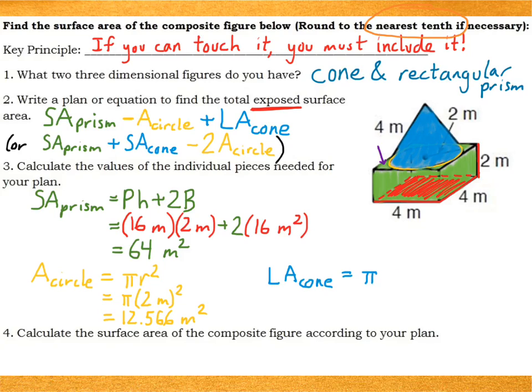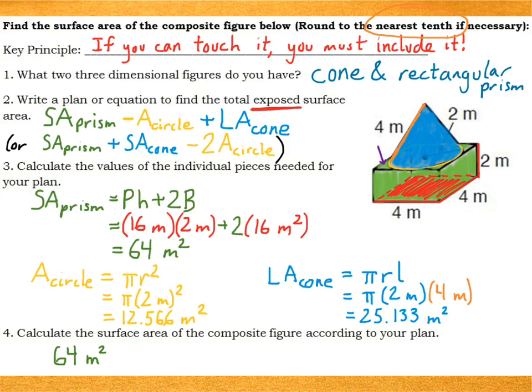And we need to get the lateral area of the cone, so that's pi RL. The radius again is 2. The slant height is already given to us on the figure, how nice of them, and it's 4. Okay, so if I multiply those, I'll get 25.133 meters squared. Again, notice I'm not rounding to the tenth yet.